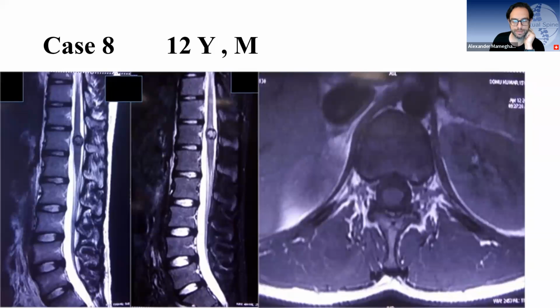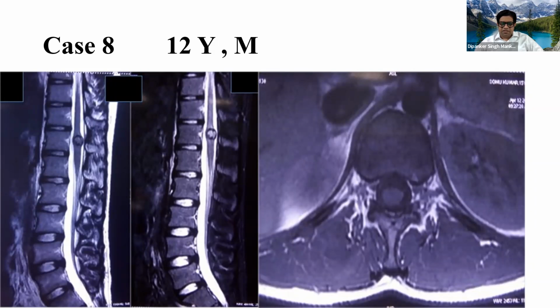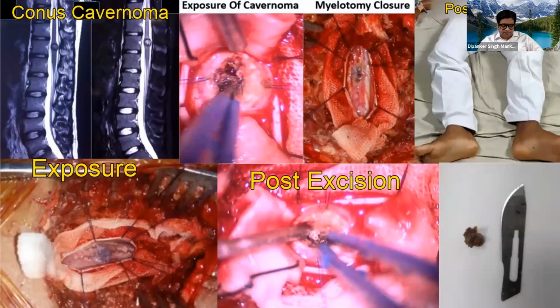So this case is unique to me. This time it's a 12-year-old male patient. He presented with an epiconus cavernoma. He had some urinary complaints, but he was able to do his routine activities. He had a little bit of limb weakness, but still he was able to walk without support. So this was a pediatric cavernoma. It was a big size cavernoma.